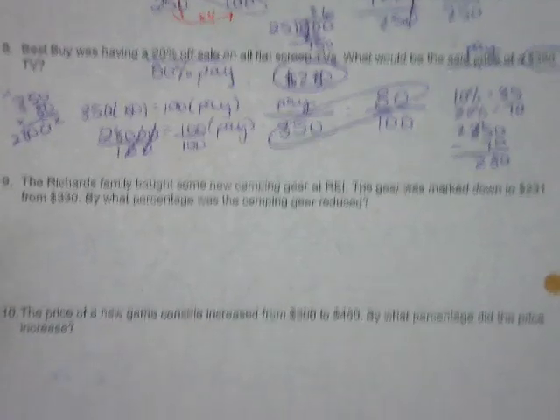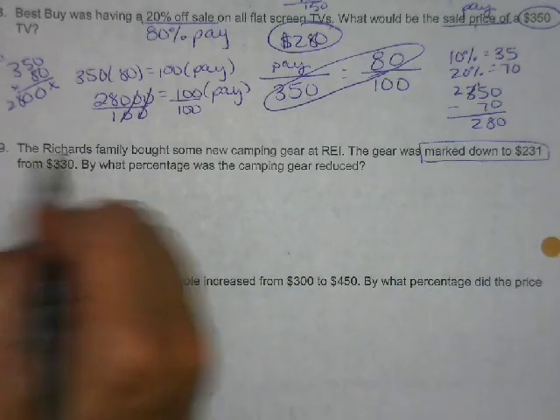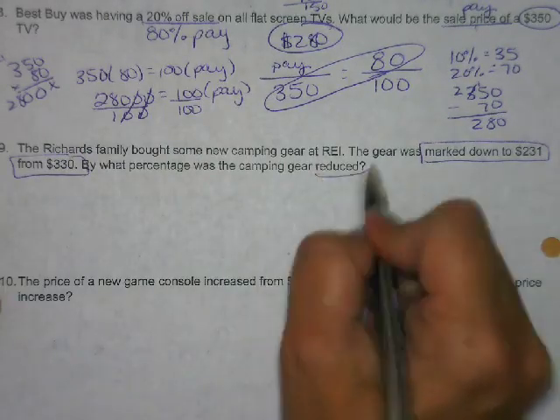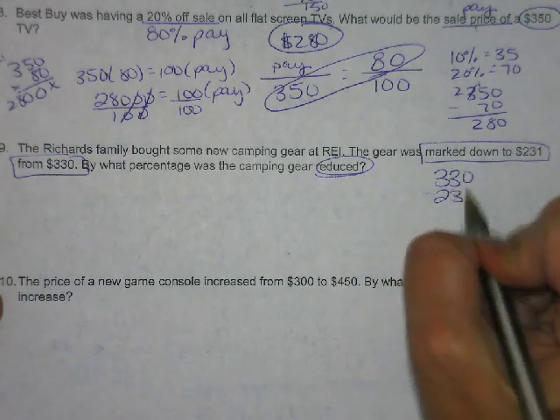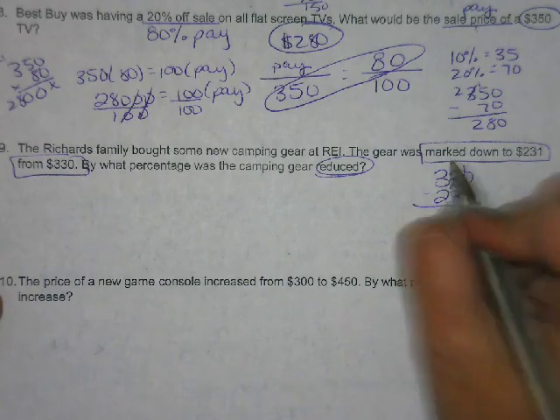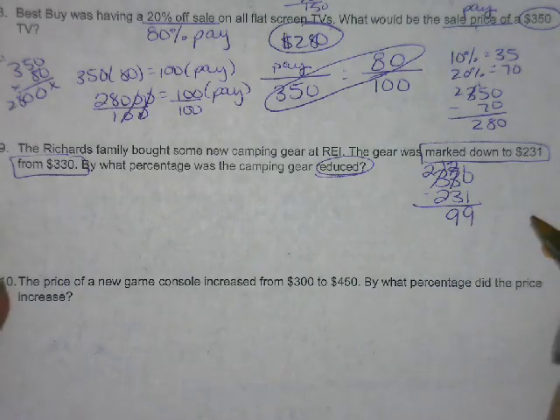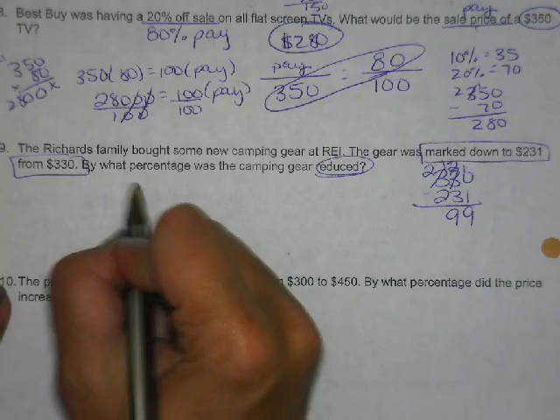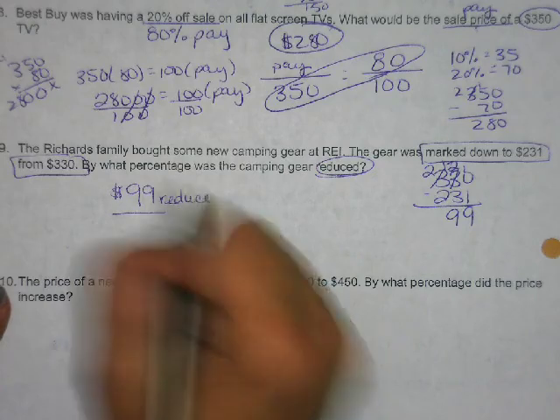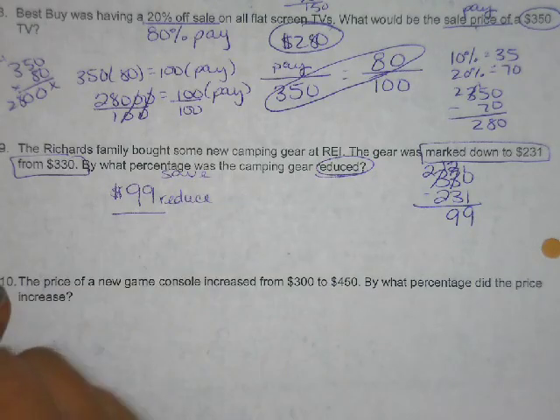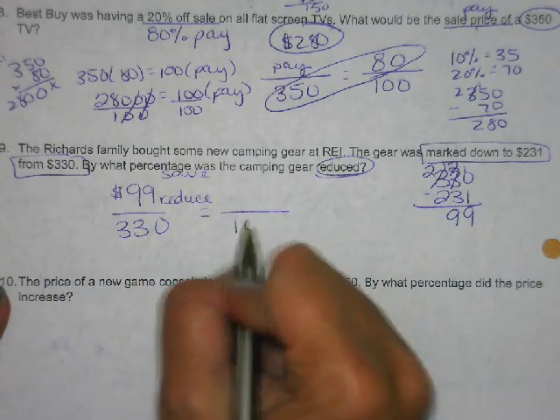They bought new camping equipment at REI. The gear was marked down to 231 from 330. What percentage was it reduced? Well, how far did it go down? Well, we need 330 minus 231. We're going to have to borrow here. This becomes a 2. We're going to have to borrow again. It went down $99. So this is the money it was reduced by. Or this is essentially a way of saying, what did you save? So you saved $99, and it was originally $330. So what percent out of 100 is that?